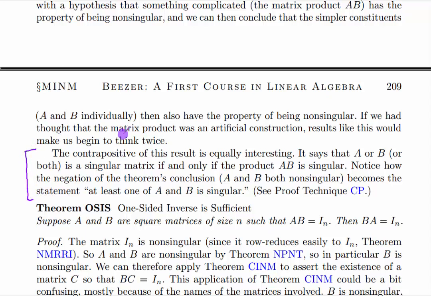All right, take note of this paragraph as well. It says the contrapositive can also be used. The contrapositive says if you have two matrices and their product is non-singular, then one or the other, or both, must be singular. On the other hand, if one of A and B is singular, then the product is singular.